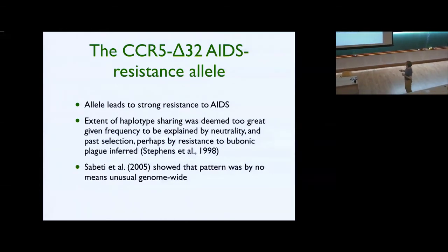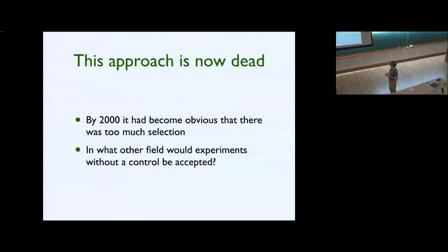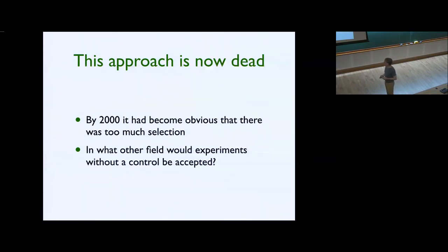So yeah, this approach is of course dead. By almost 20 years ago, it became obvious that there was way too much selection this way. And if you think about it, in what other field of science would experiments without a control be accepted? Because that's really what you're doing here, right?